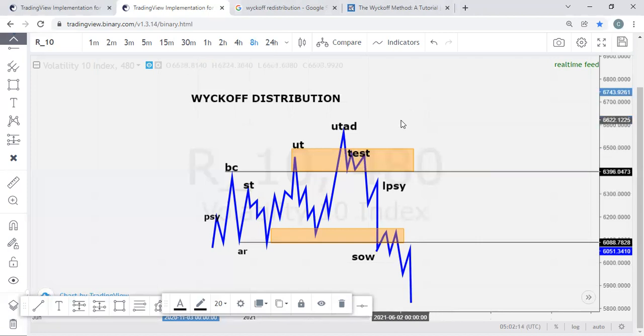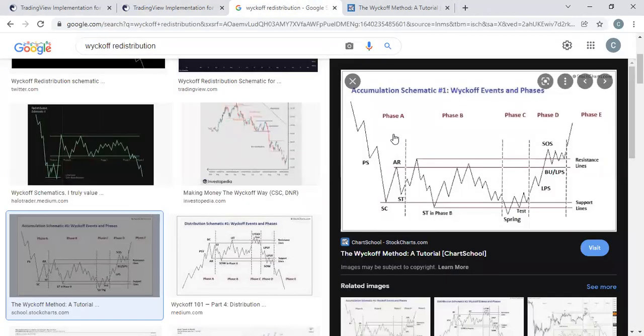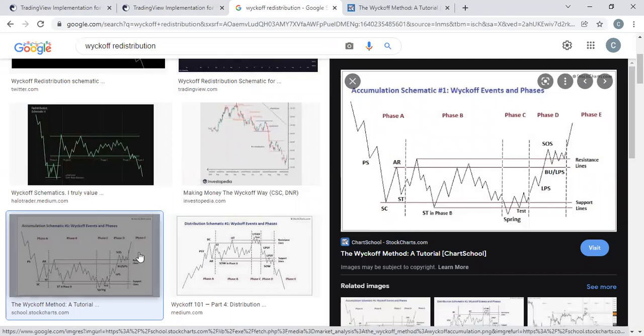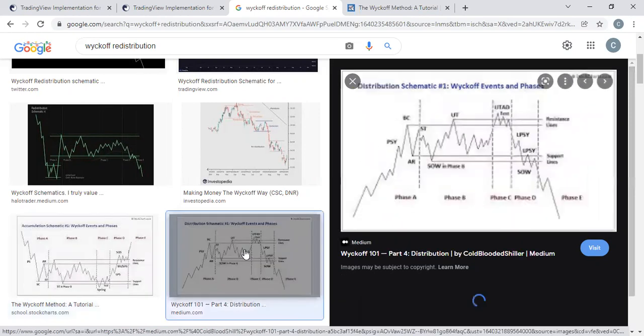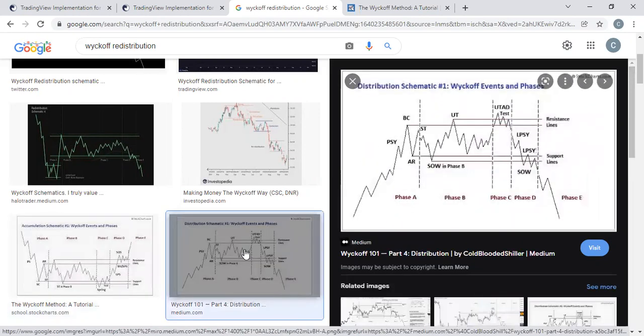So if you can look at your Google, see what a Wyckoff distribution looks like. This is accumulation. This is the previous video I made, Wyckoff accumulation. So Wyckoff distribution also has its own diagram, its own phases, and all of that. So this is basically what it looks like.